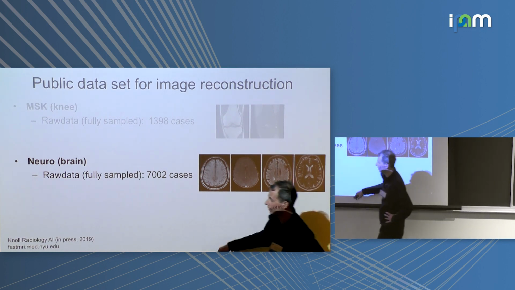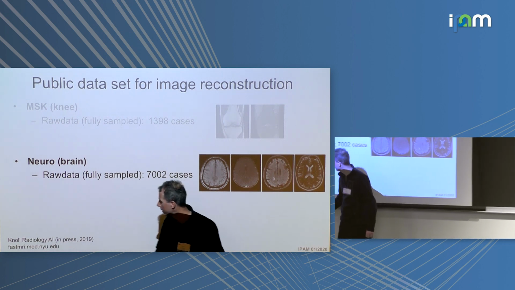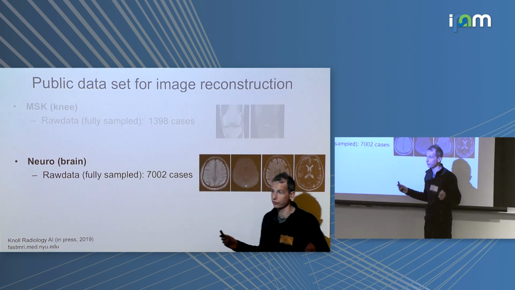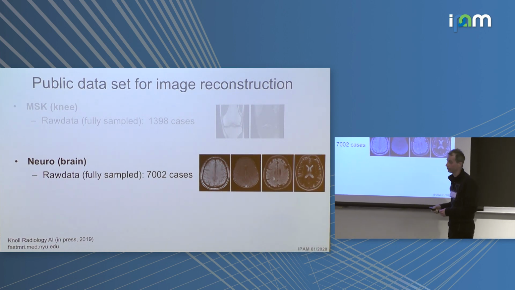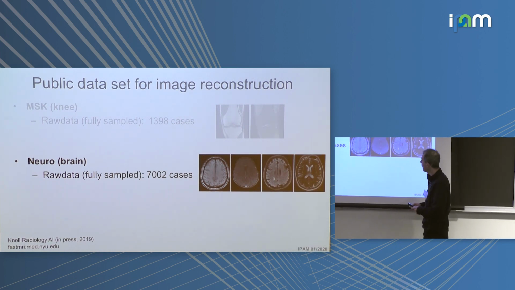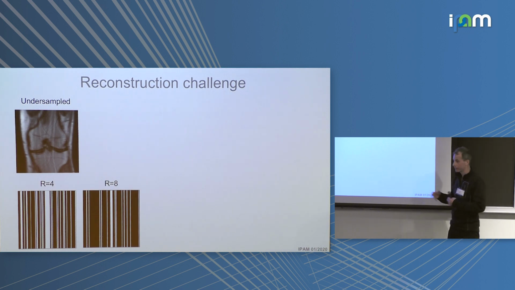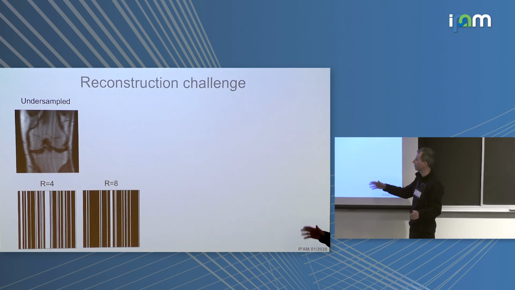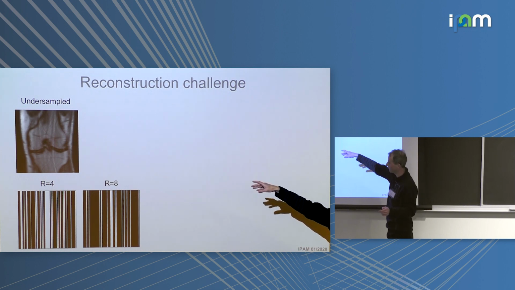If you're interested in this and haven't seen it, this is the webpage. You can download this. There are no restrictions or anything. Everybody can use this for free for research. And then we designed a reconstruction challenge. So we gave people a training and a validation data set, and then also a challenge test set where we only gave them undersampled data.